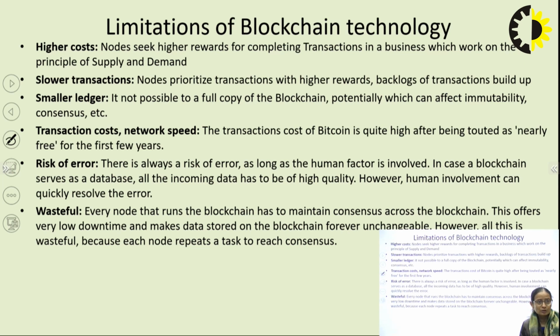Risk of error is there. There is always a risk of error as long as the human factor is involved. In case a blockchain serves as a database, all the incoming data has to be of high quality. However, human involvement can quickly resolve the error. Wasteful: every node that runs the blockchain has to maintain consensus across the blockchain, and this offers very low downtime and makes the data stored on the blockchain forever unchangeable. However, all this leads to wastage because each node requests a task to reach consensus in the blockchain network.